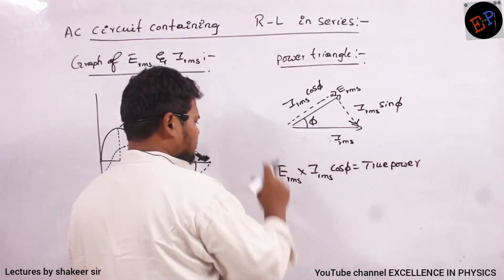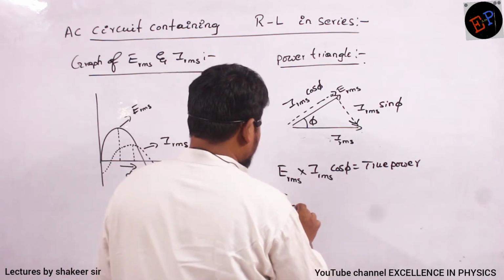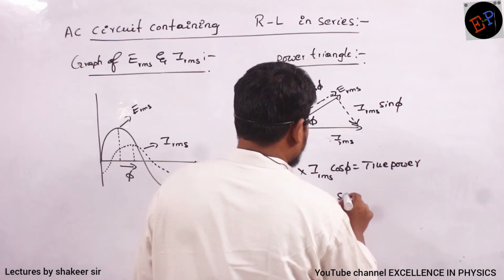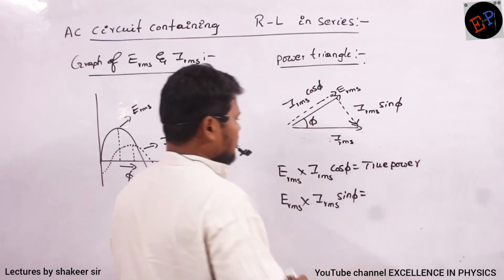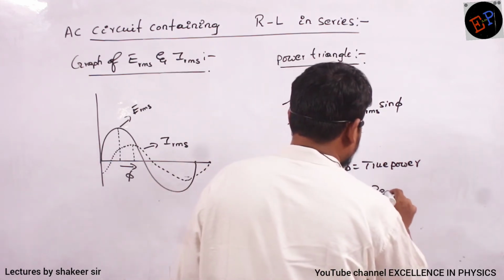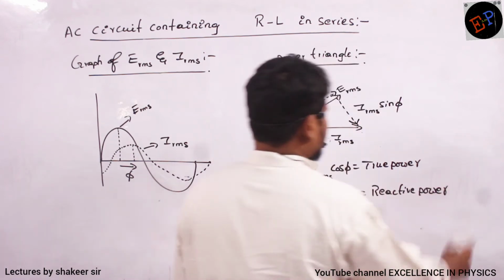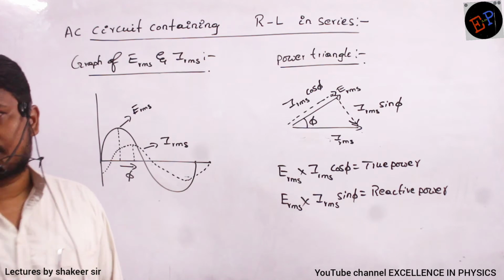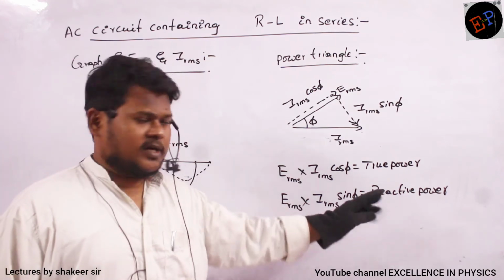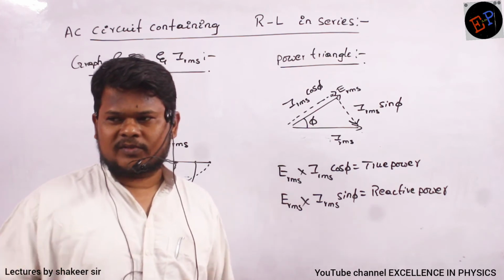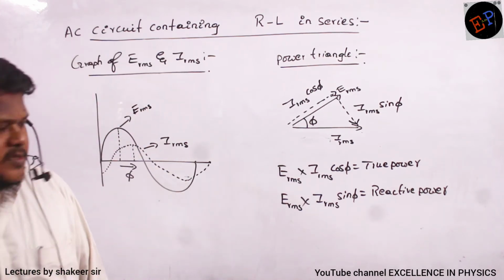Similarly, if I take the product of ERMS multiplied by IRMS sin pi, then it is called reactive power. Or you can call it useless power. This reactive power does not do any work. Adi panemi cheyadu. Saradaga atu itu tiruguta untadu annamata. Are you able to understand?